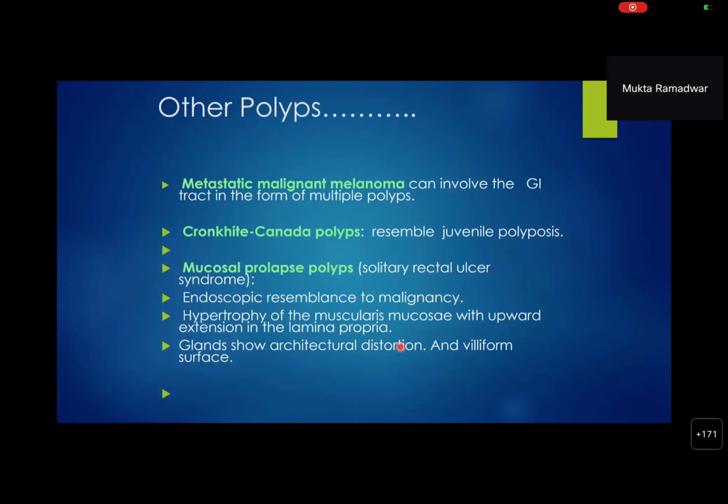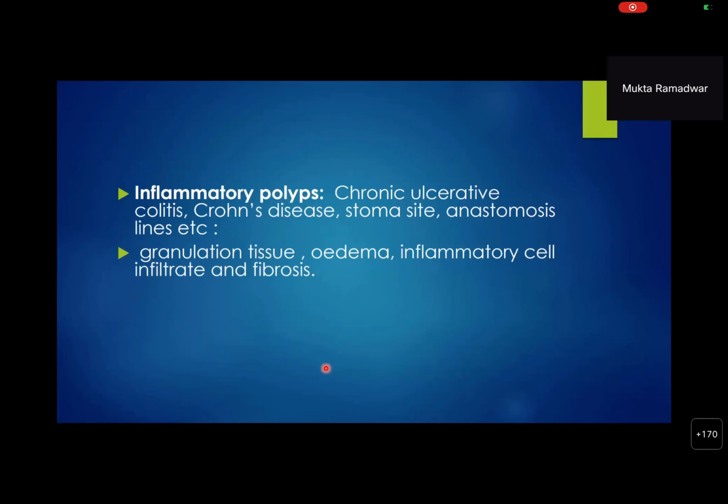It has hypertrophy of the muscularis mucosae with upward extension of the lamina propria, and the glands show architectural distortion. This is one of the pitfalls, where a pathologist can overdiagnose mucosal prolapse or solitary rectal ulcer syndrome as malignancy because of the architectural irregularity. Then we have inflammatory polyps. Those occur in ulcerative colitis and Crohn's disease. And we have the polyps which are due to granulation tissue, edema, inflammatory cell infiltrate, and fibrosis.